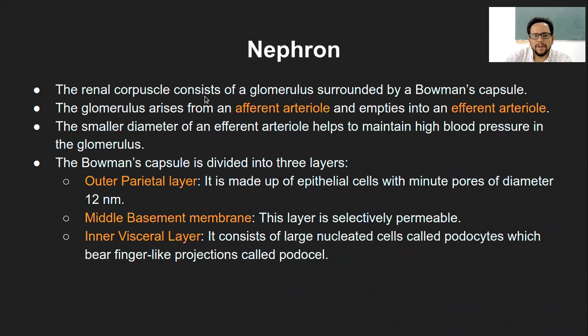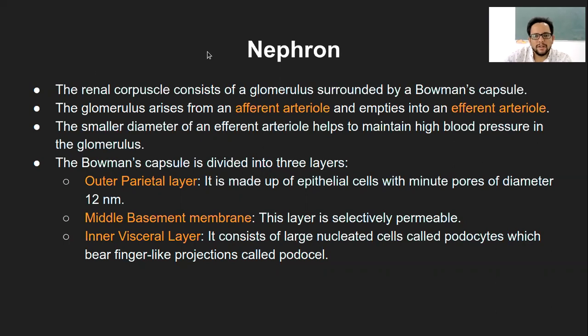The renal corpuscle consists of the glomerulus, which is surrounded by the Bowman's capsule, that we know already now. The glomerulus arises from the afferent arteriole. The start of the glomerulus is actually from the afferent arteriole, where A stands for arriving, that is the incoming arteriole, the one bringing the blood to the nephron, and then it empties into the efferent arteriole, that means the exiting or outgoing one.